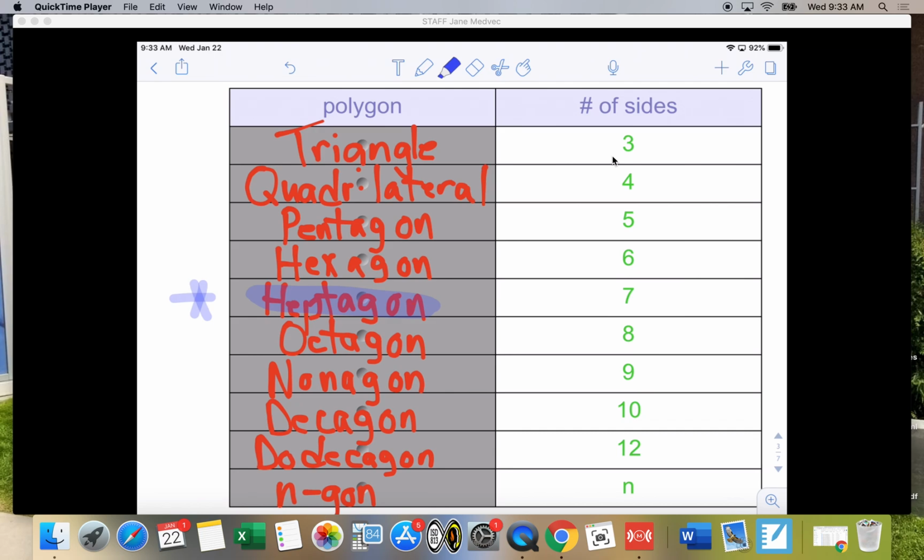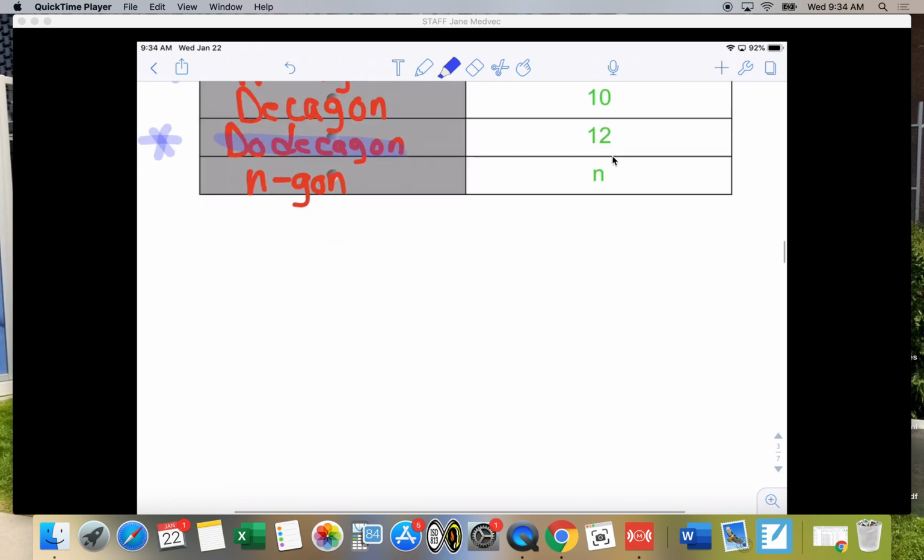Another one that they struggle with is nonagon. For some weird reason, they just can't remember it. And then dodecagon is another one that they struggle with. Now, there are other names. If you looked them up, you could find them. These are the general ones that people just know. Okay. Questions? All right, let's keep going.